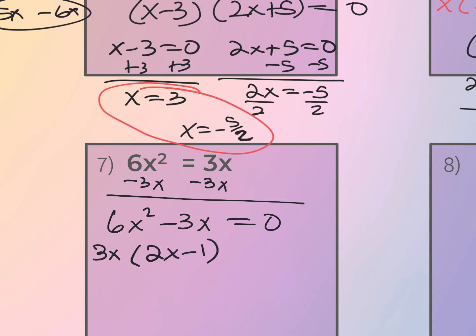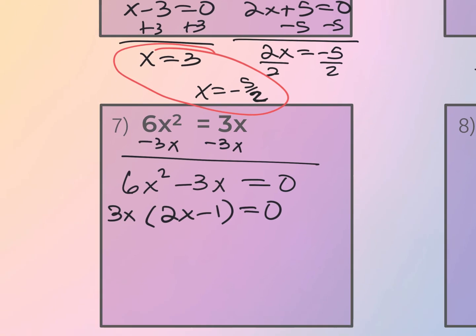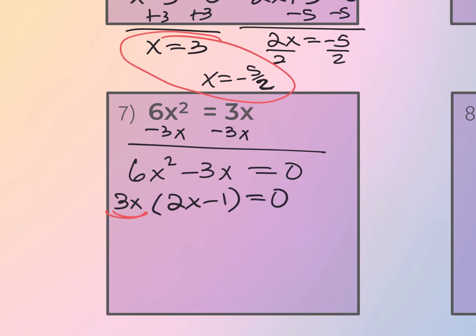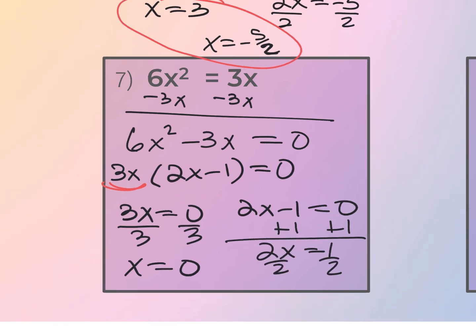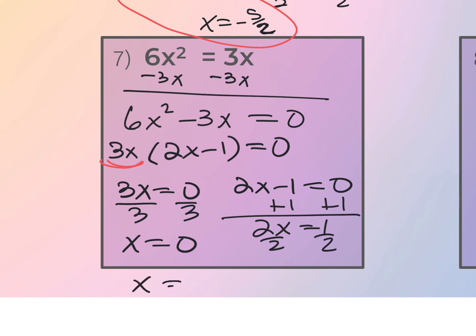So 2x minus 1 equals 0. Set each of your terms equal to 0. So the GCF first, 3x equals 0, and then the parentheses. Divide by 3, x equals 0, add 1, divide by 2, and my two solutions are x equals 1/2 and x equals 0.